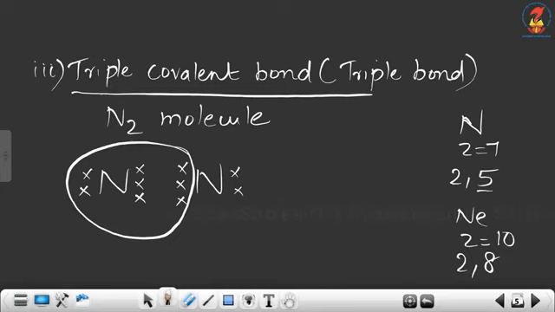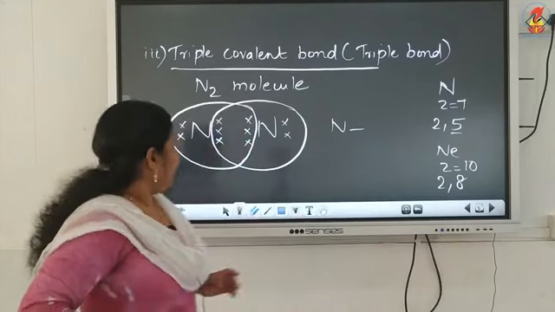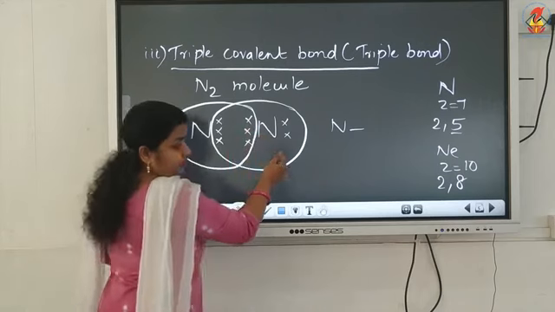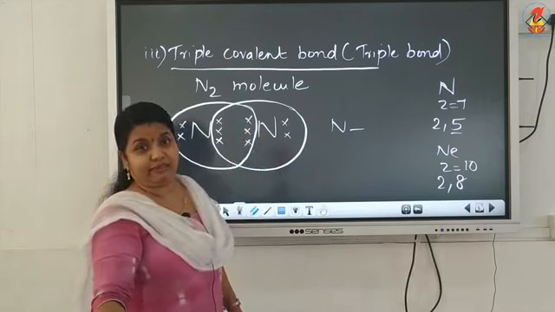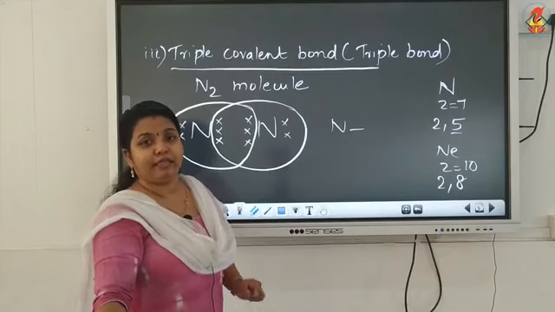Take the second nitrogen atom. It has 5 electrons. Again it shares 3 from the first nitrogen atom. So both of them have now 8 electrons each. Now let's look at the middle portion where the electron pairs are shared. How many electron pairs are shared between them? 1, 2, 3. Isn't it? 3 electron pairs or 6 electrons are shared between them. Out of the 6 electrons, 3 is contributed by the first nitrogen atom and 3 is contributed by the second nitrogen atom. That's why we call it as mutual sharing. Equal number of electrons are contributed by the combining atom.